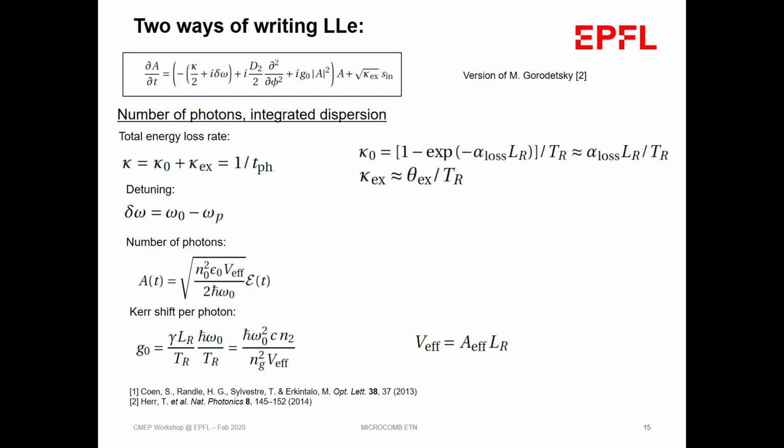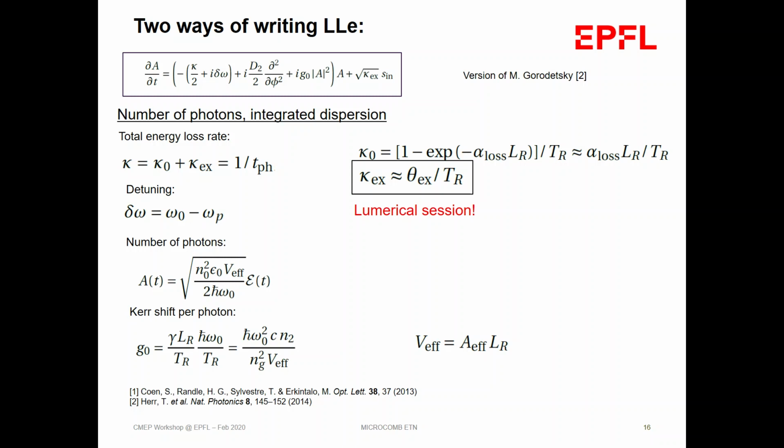But now it's proportional to the number of photons, actually. And we are already talking in these terms, and also the Kerr coefficient. Here we call it g0, and it's a Kerr shift per photon. So you see, we renormalize all this to talk about photons in the cavity, because in a way it's way more handy in the microresonator. And every other parameter can be easily expressed in terms of these ones. So here you recognize your kappa x is actually the one you got in the numerical session yesterday.